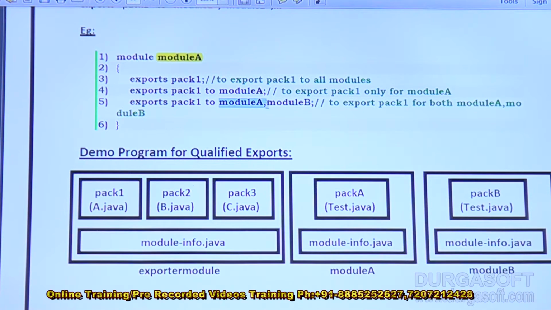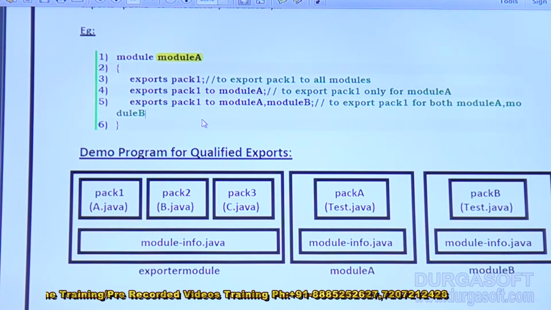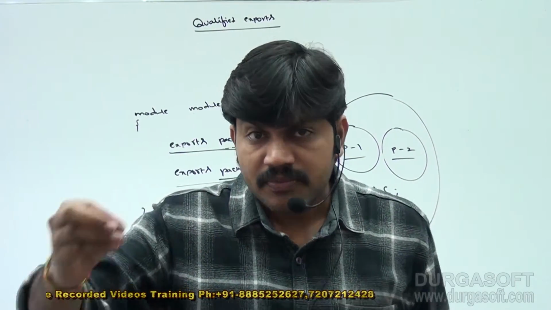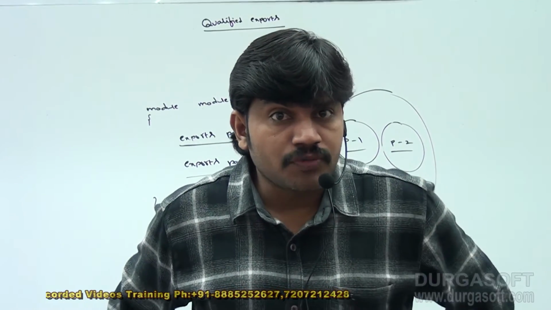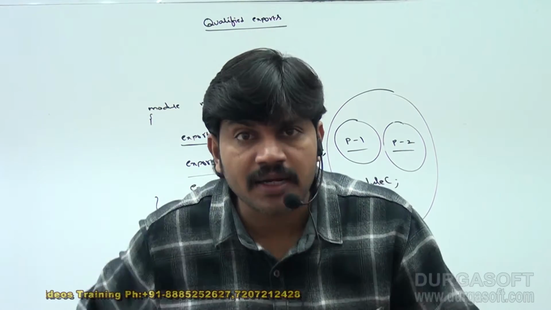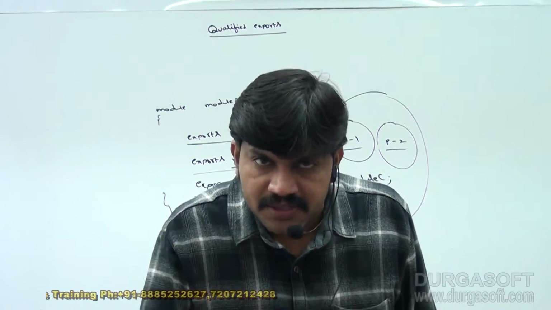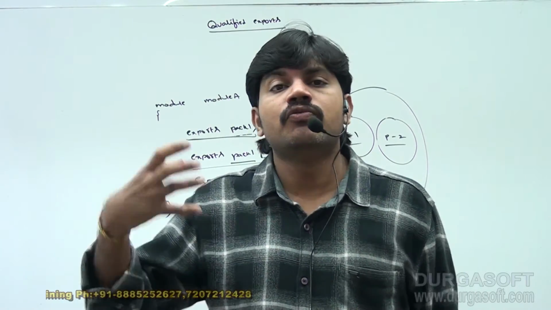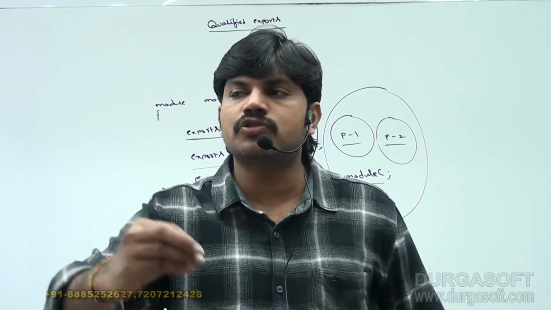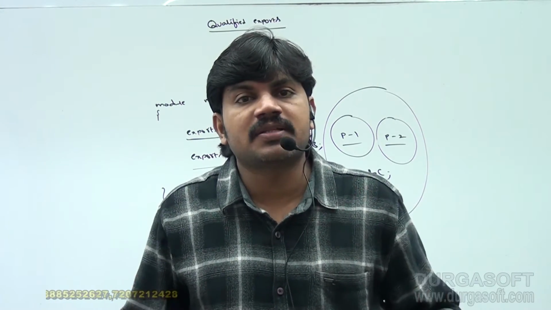Similarly, exports pack 1 to module A, comma module B means now pack 1 is available only for module A and module B. Such type of exports are by default considered as what? Qualified exports. Clear for all of you, right? Sir, with the requires keyword, we are going to use what? Requires transitive, requires static. Transitive dependencies and optional dependencies, right? Similarly, for exports, which thing we are going to use? Qualified exports. Can you please export this package to a particular module? Sir, such a type of thing is nothing but what?